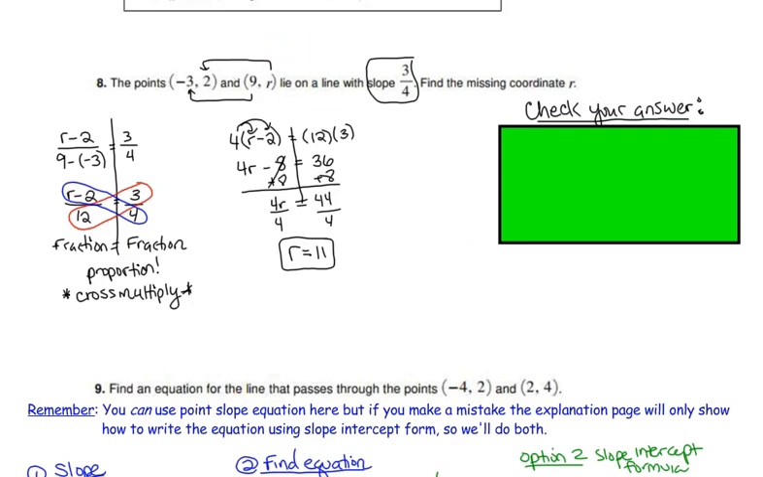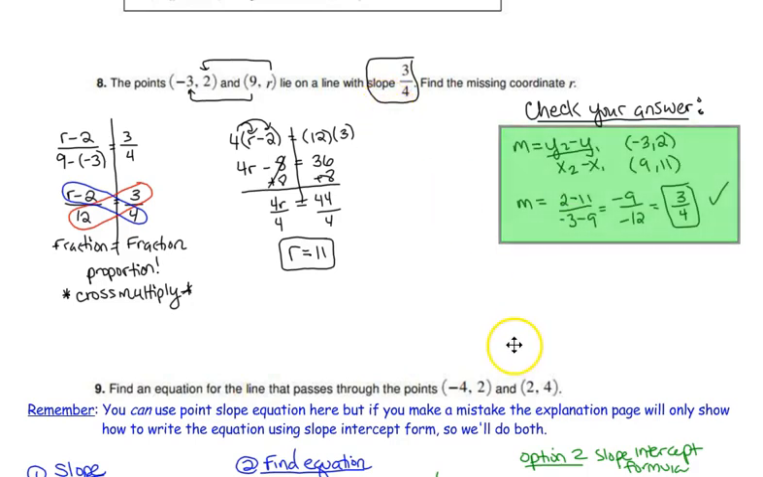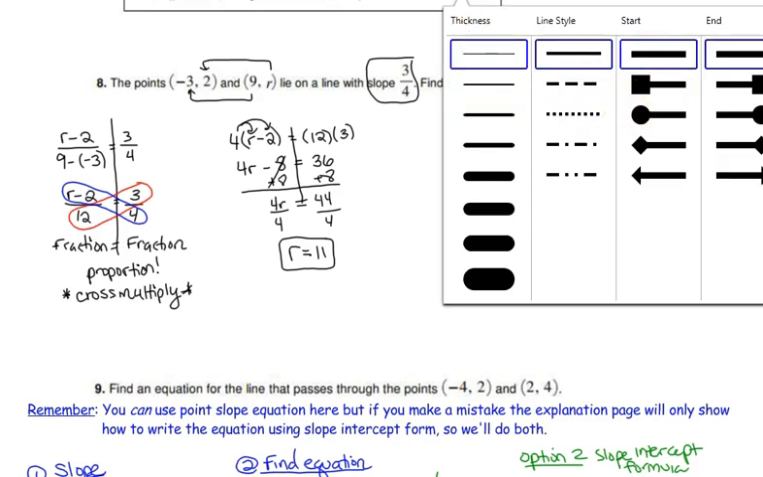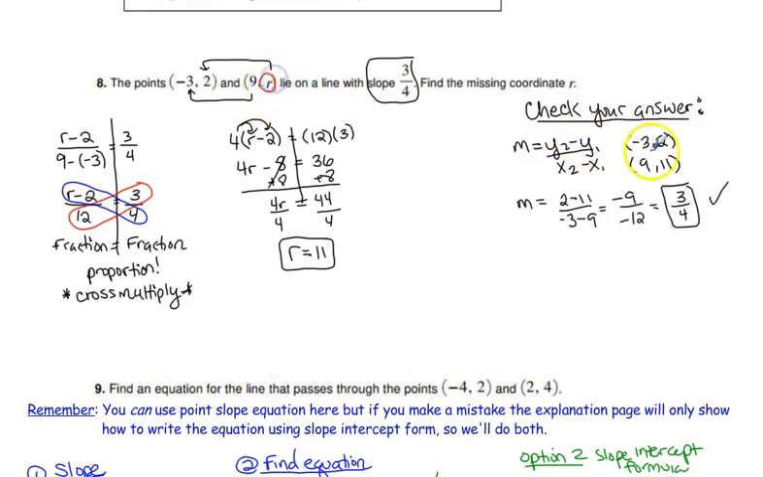Now, if you are not confident with your answer, you can check. Remember, this is a slope formula. So if we did this correctly, we should be able to plug in 11 for r, find the slope of these 2 points, and it should come out to be 3/4. So go ahead and pause and try. Okay, let's see how you did. And there you go, it works. Plugged it in right there, just to be clear. Notice it was 9, r. We are thinking that r is 11. I plugged it into slope formula and I got 3/4, which means I did it correctly.